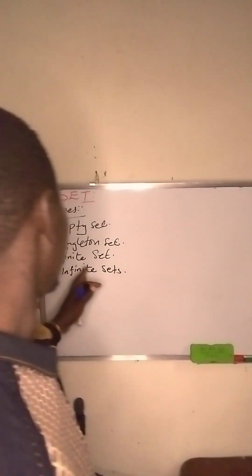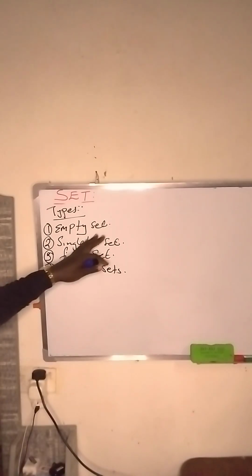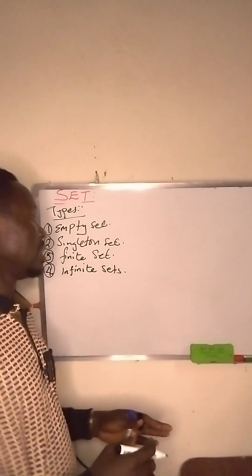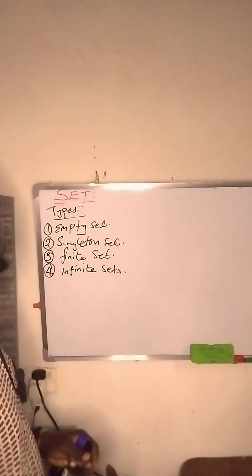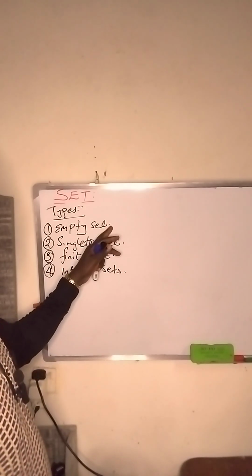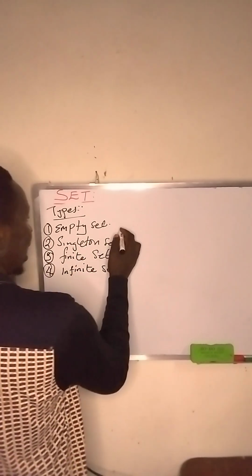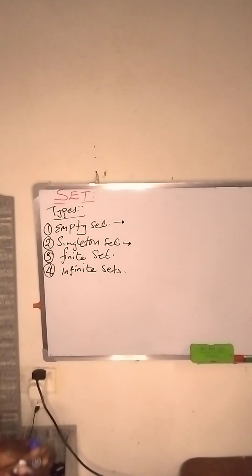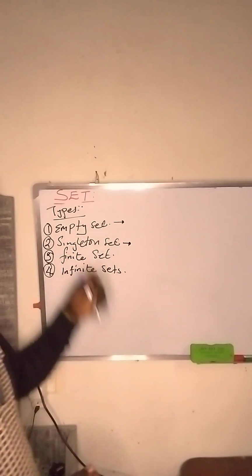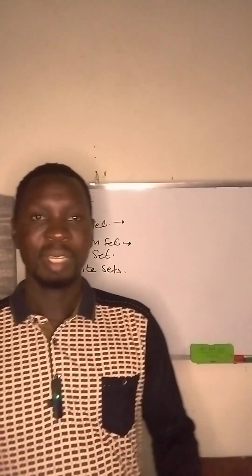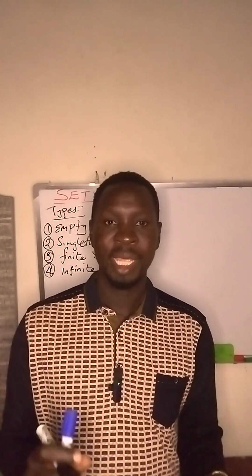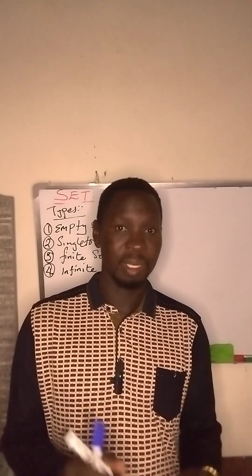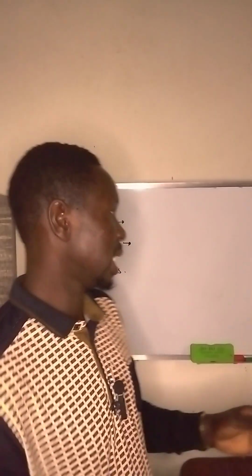Now, from this point, we are going to look at these ones. There is a UNEB trap which always, when they are setting questions like this, they mostly set questions about the difference between this and this. And for information, when we talk about empty sets, these are sets without any element or without any object or without any member within that very set.